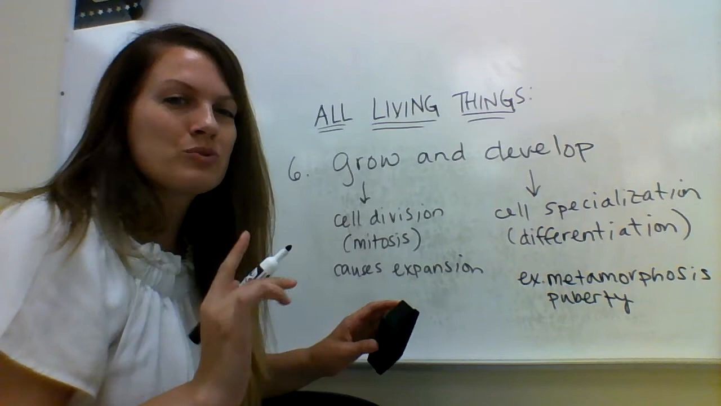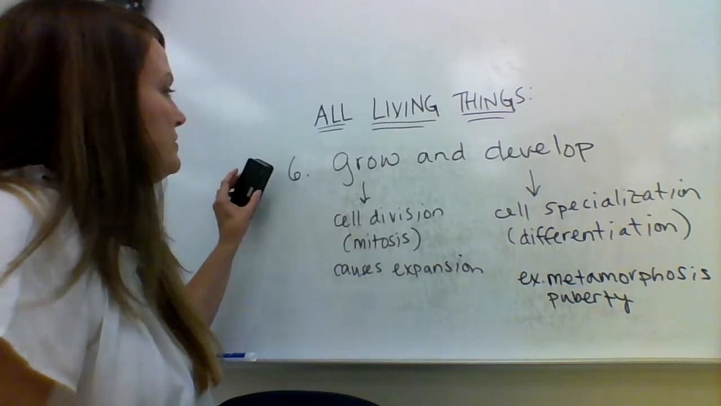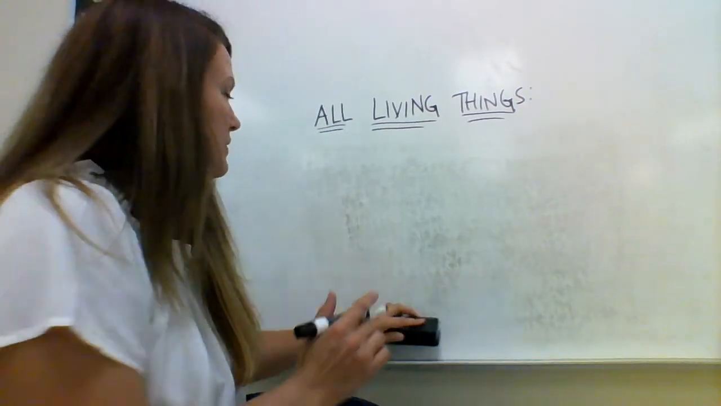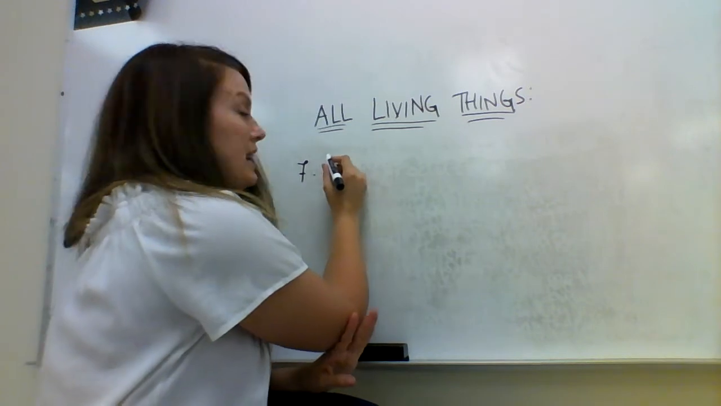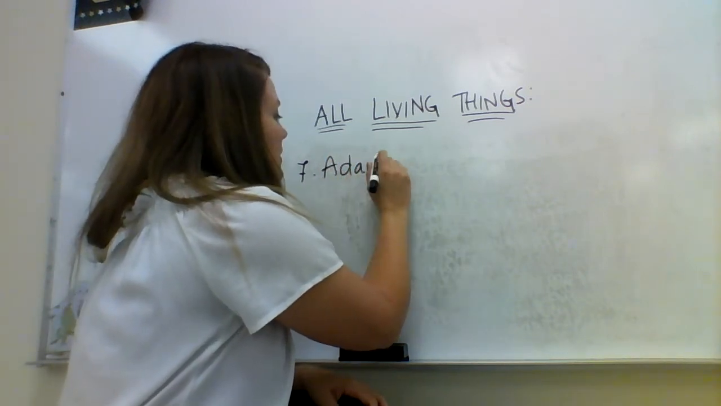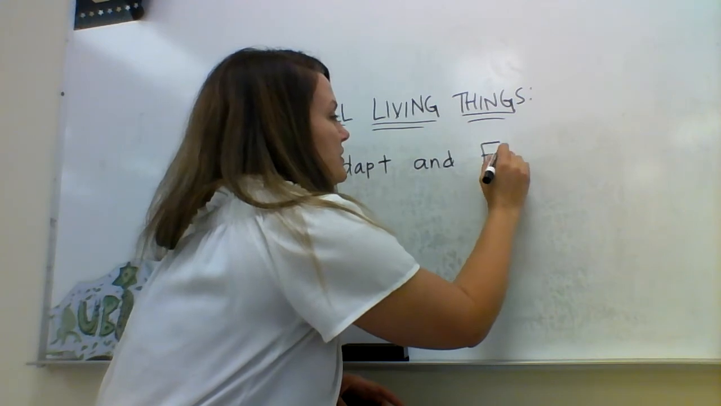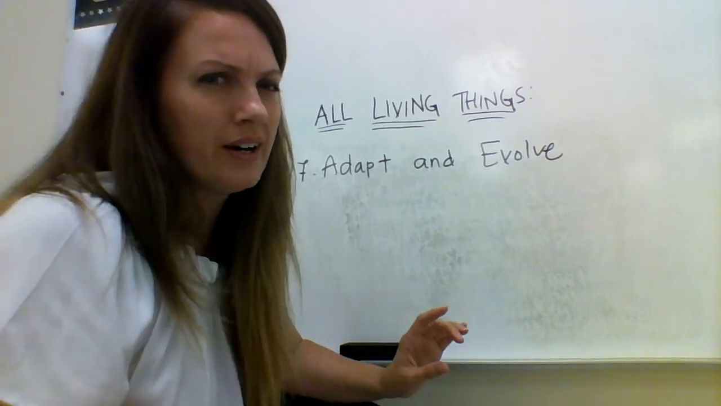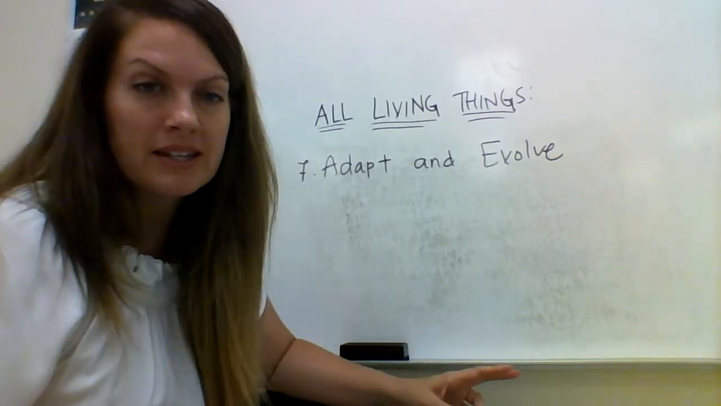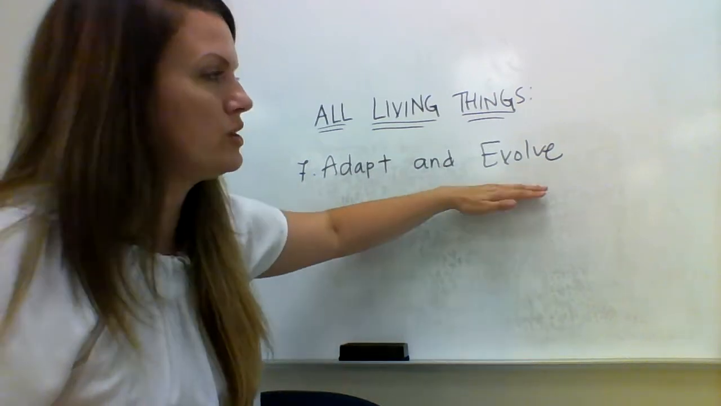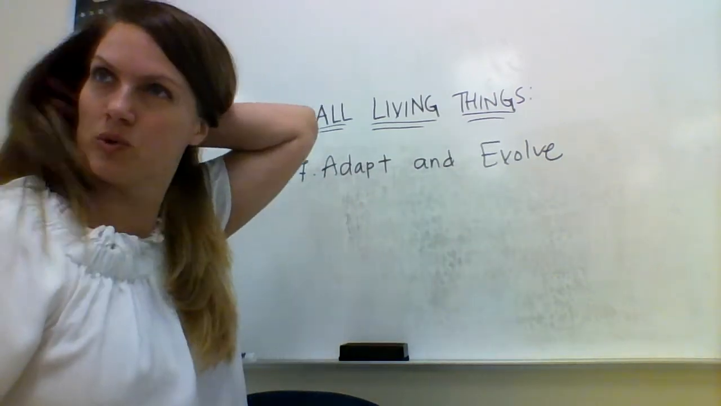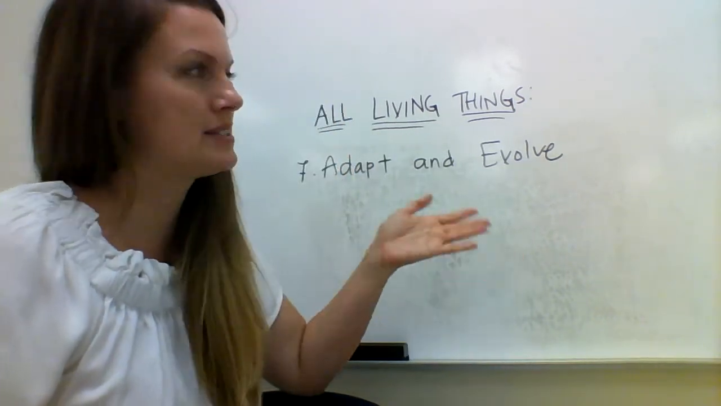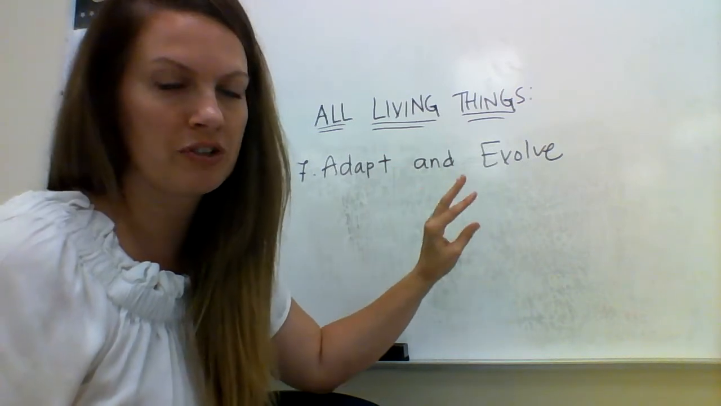And so we have one more, and it's really important. Number 7. All living things adapt and evolve. Now, at first glance, these words may seem the same, right? Because I think in casual conversation, we use the word evolve to mean some sort of a change that occurs in a relatively short amount of time. But that's actually not what it means biologically, so we want to be really careful about that.